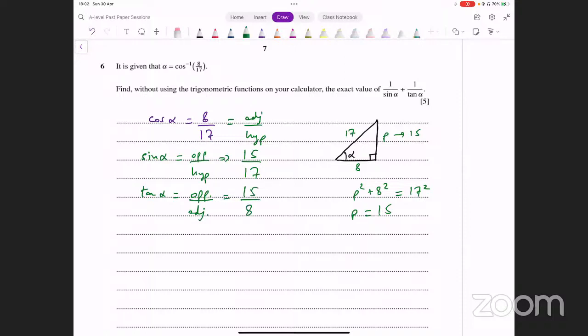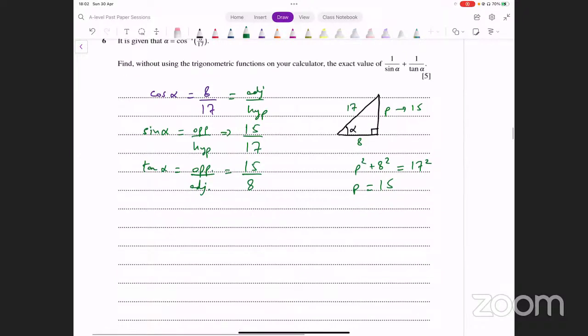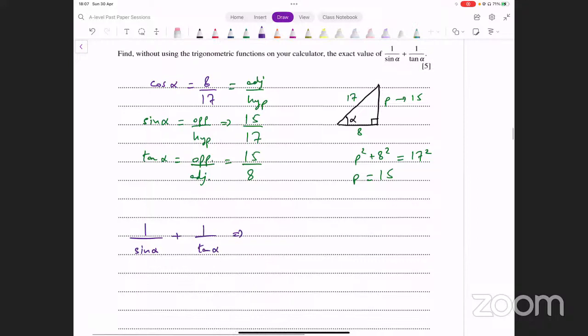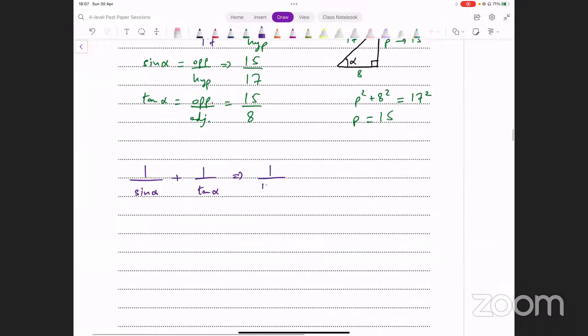Okay, all you have to do now is input values in that expression and we'll get a result. Let's input these values there. 1/sin alpha plus 1/tan alpha. What does that turn out to be? 1/(15/17) plus 1/(15/8). What do we do now?